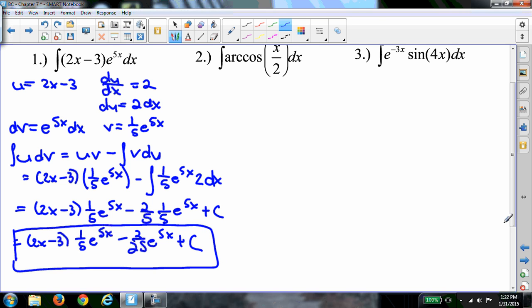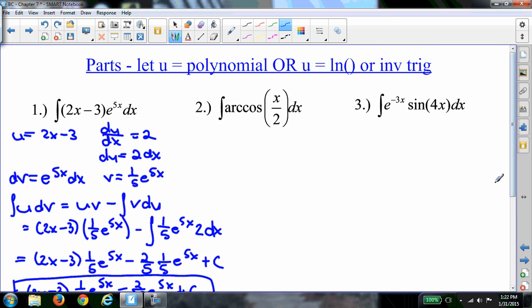In our second example of integration by parts, now we're going to have an inverse trig function. So instead of letting u equal the polynomial, in which case there actually is no polynomial, we're going to let u equal the inverse trig function. So u equals arc cosine of x over 2.